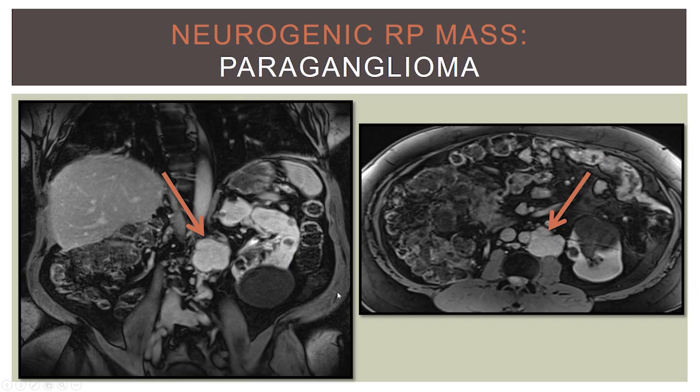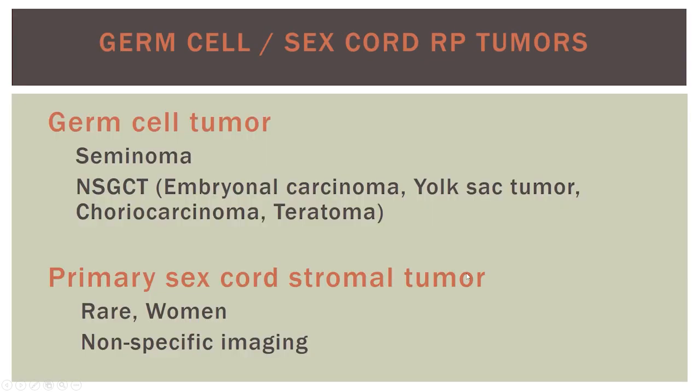Paragangliomas, when they're small, they're homogeneous, like in this case, to the left of the aortic bifurcation. You see homogeneously enhancing lesion, a small paraganglioma.